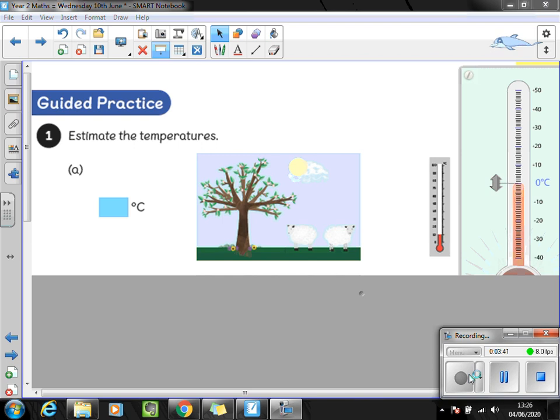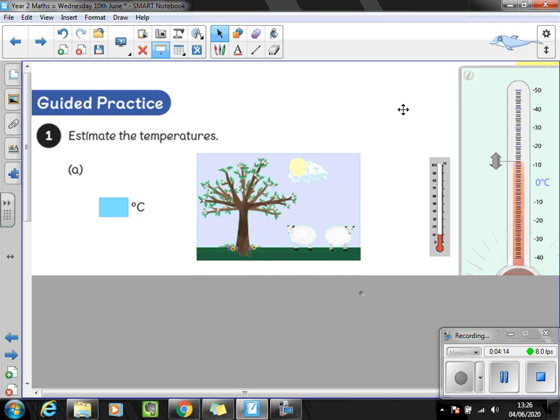I'm also going to show you a little bit bigger so you can see the temperature that is shown on the thermometer. Okay, remember when you're estimating, you're guessing roughly the temperature. Here it goes. Okay, have a close look at that thermometer and talk to your adult using the clues from the picture and thinking about which season of our year it might be. What do you think the temperature might be?